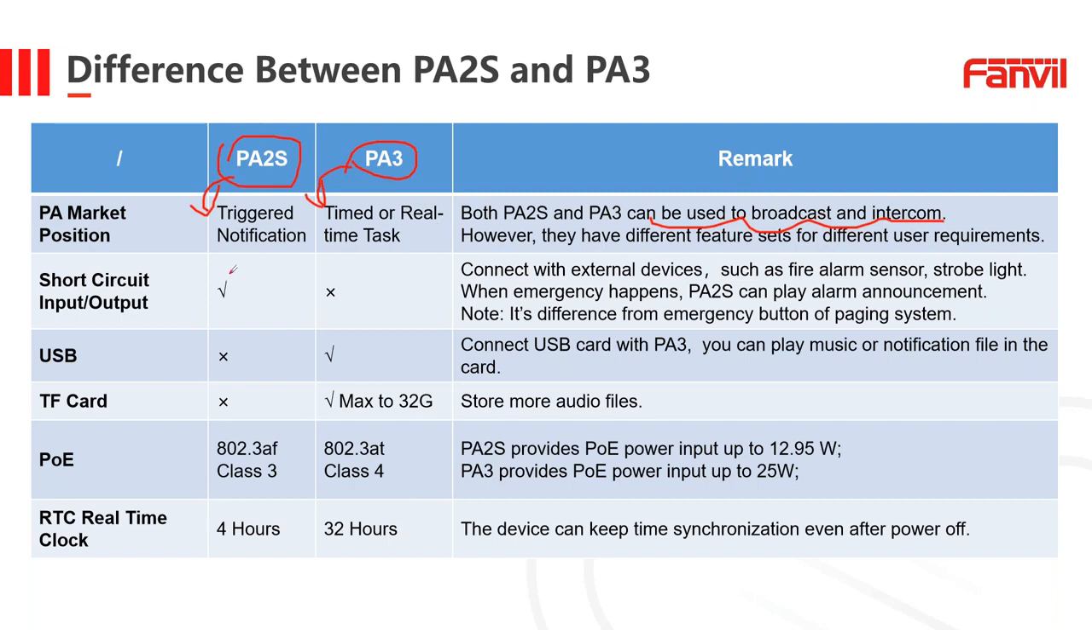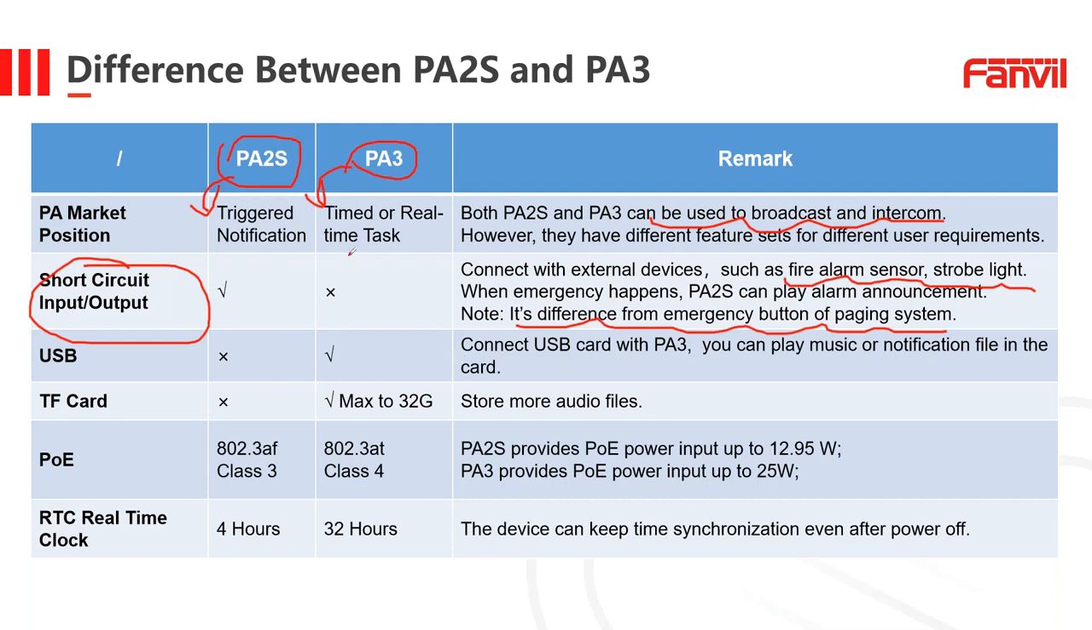And you can connect a fire alarm sensor or strobe light with PA2S with a short circuit input or output. So when an emergency happens, PA2S can play an alarm announcement. But I need to point out that it is different from the emergency button of the paging system. In this case, PA2S is triggered by the short circuit input, but in the paging system, it is triggered by the soft button.